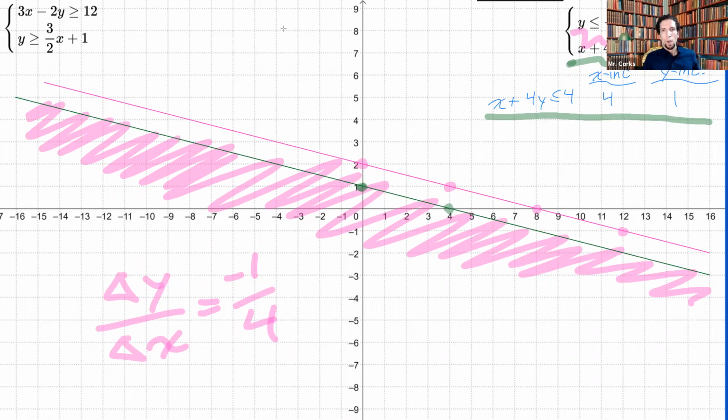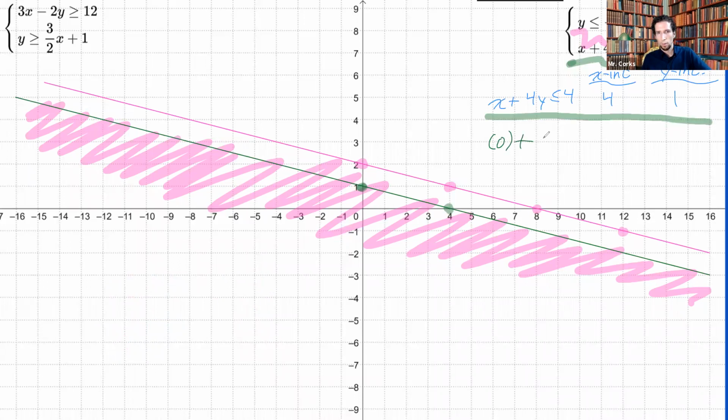Okay, like that. And are we shading above or below this one? Above. We say above, okay? So let's not make the same mistake we had last time. Let's test a point here. So we're saying the point (0, 0): 0 plus 4 times 0 is less than or equal to 4. So 0 is less than or equal to 4. Is that a true statement or a false statement about the origin here? True. So where are we shading? Below. So we have to include the origin.